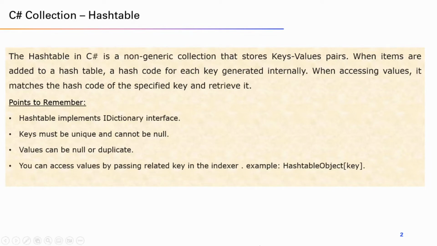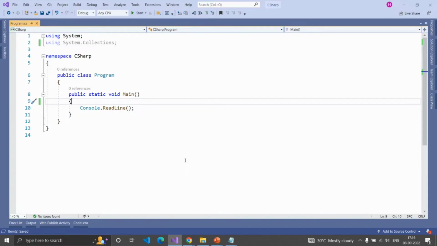When creating a hashtable, you should remember that keys must be unique and cannot be null. Values can be null or duplicate. Let's see how to create and access. Here I created a console application. By using the Hashtable class, we can create a hashtable.